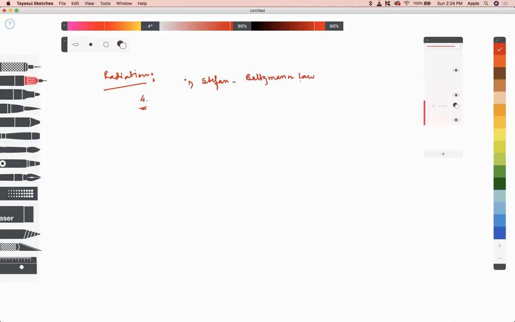Stefan-Boltzmann law. Next one is your Planck's law. Third one is your Wien's displacement law, or we can also call it Wien's law. And the fourth one is your Kirchhoff's law.